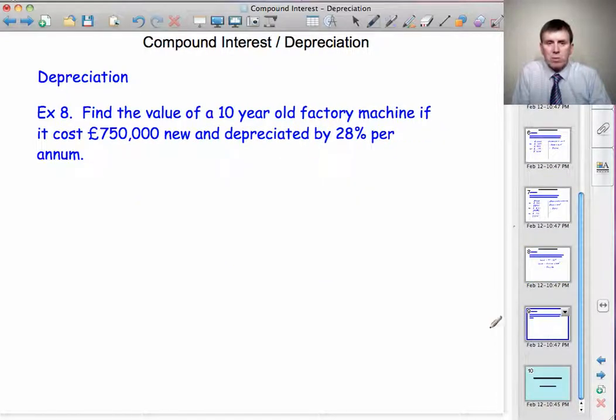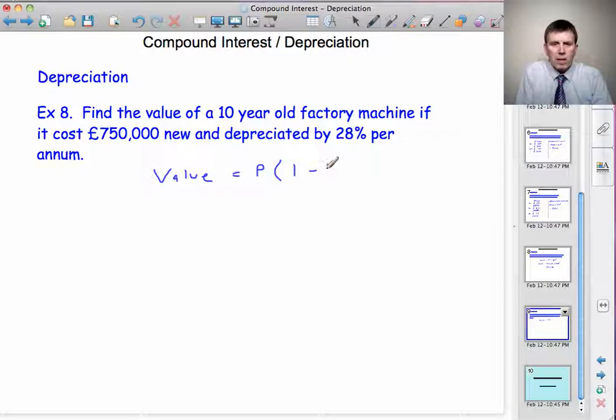One final example. Find the value of a 10-year-old factory machine if it costs £750,000 new and depreciated by 28% per annum. Let's write down our formula. The value would be the principal multiplied by 1 minus r over 100 to the power n.